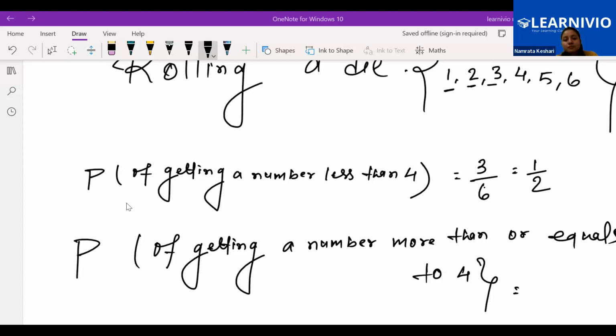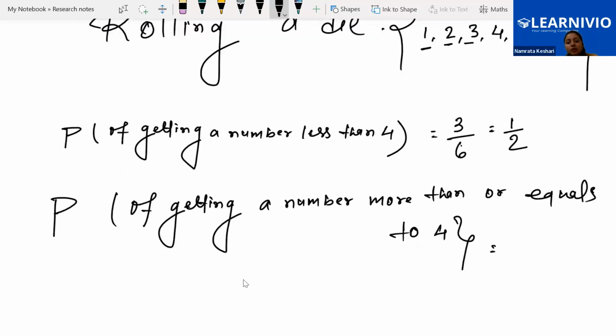Yes, ma'am. Okay, so let's continue. We are just taking the favorable outcomes, numbers that are more than or equal to 4. How many numbers are there? 1, 2, 3 numbers are there. That is 3 by the total outcomes, that is 6. So 1 by 2. Here also we are getting 1 by 2.